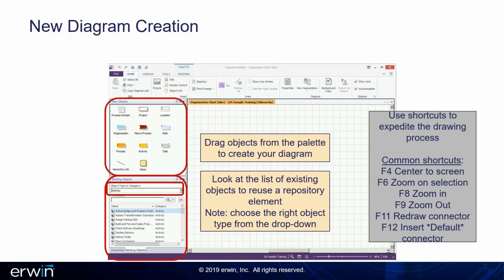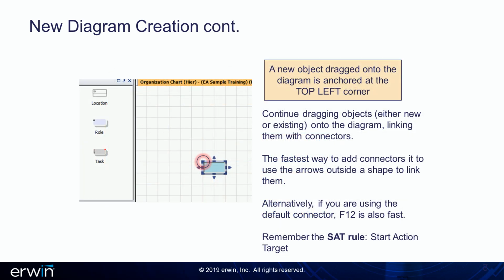F11 will help you redraw connectors, and F12 will allow you to insert the default connector that's on the palette. And one thing that's really helpful to note is when you drag an object onto the diagram, the cursor is actually the top left corner. So as soon as you drag something on, it gets anchored on the diagram at the top left corner. That's 0.0. Once you realize that, you'll have less moving of objects to do.